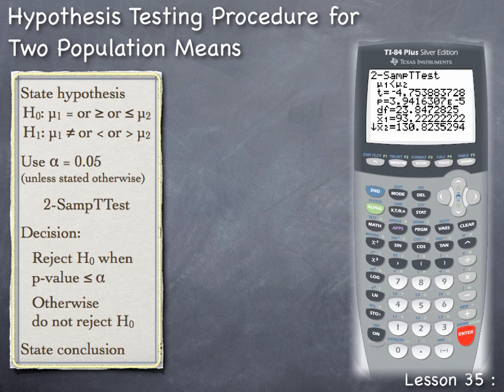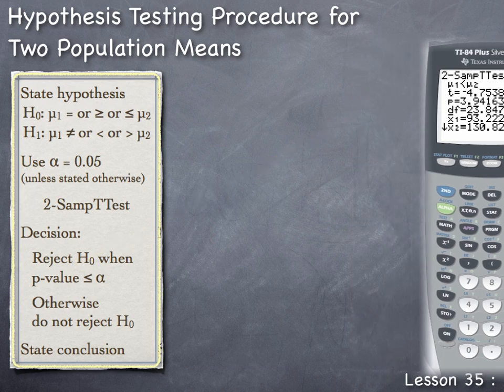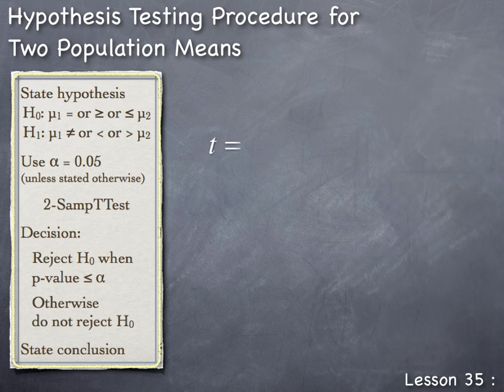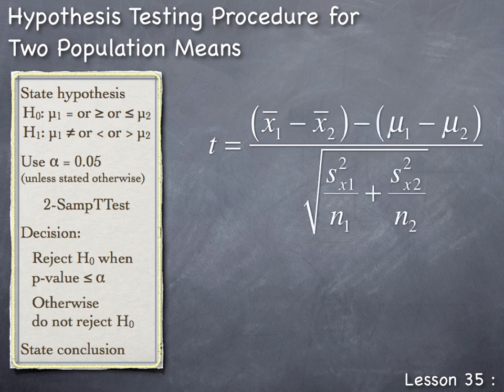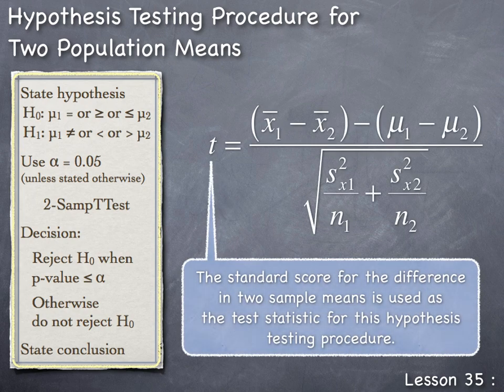The p-value is the one that we need to reach our decision. So the p-value, the one that states that p equals, is the one that's used to reach the decision. Now, the formula that's programmed in the 2-SampTTest command is given here. The standard score for the difference in two sample means is used as the test statistic for this hypothesis testing procedure.